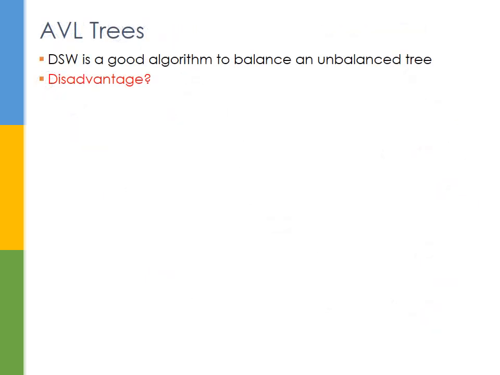So we've now seen that the DSW algorithm is a good approach for creating a perfectly balanced tree from an unbalanced tree. Now what I would like you to do at this point is again pause the video and try to think of a disadvantage associated with the DSW algorithm.